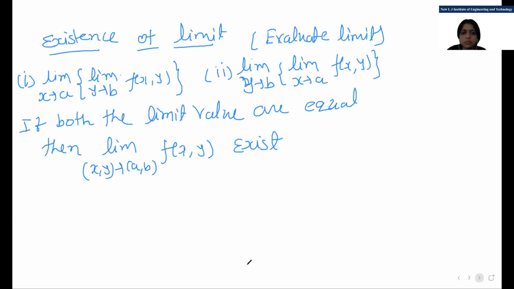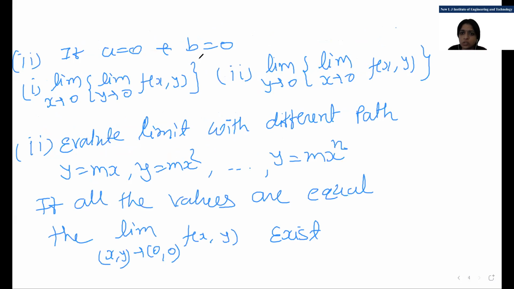But for (0, 0), for the origin, listen carefully. If both answers are different, then the limit does not exist. But if both answers are equal, then we have to go for the next path, that is y equal to mx, y equal to mx square, up to y equal to mx raised to n. If all values are equal, then we can say the limit exists. Okay, so this is the rule.